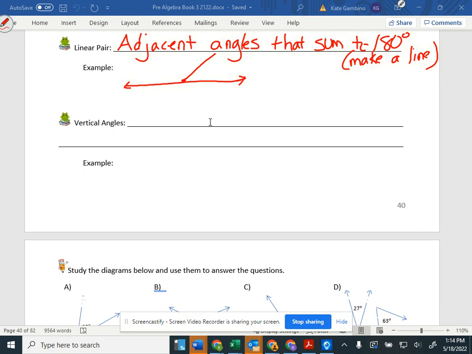Vertical angles. These are the ones that are the same, right? Aren't they the same? There's more to it than that. Because vertical angles, those are not vertical angles. What makes a vertical angle a vertical angle? They are congruent. So you are correct that they're congruent. What else do we know?